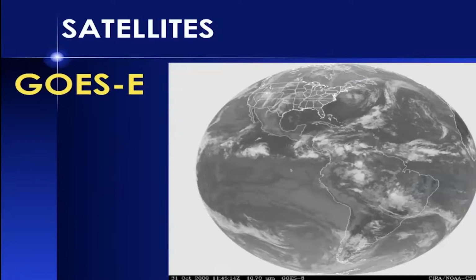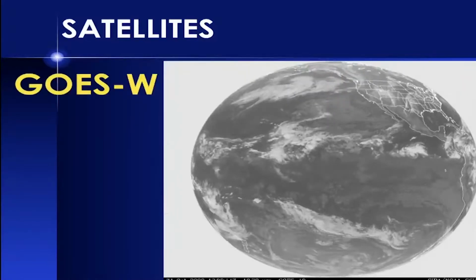Now, at any given time, we have two geosynchronous satellites watching the Earth. One's called GOES-E for east, and it looks over the eastern part of the United States, and the other is GOES-W, which looks over the Pacific Basin and the western parts of the United States. And you can zoom in very clearly on any spot that you want to see. It has a very high resolution.